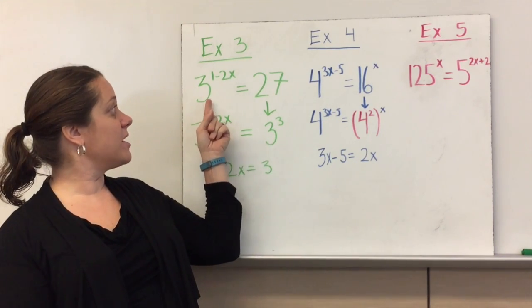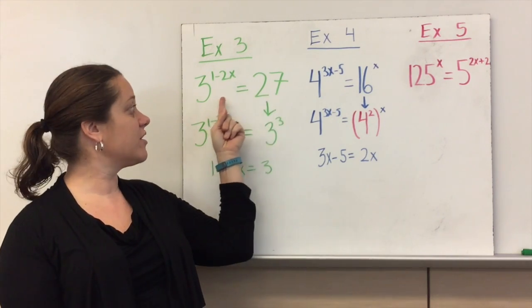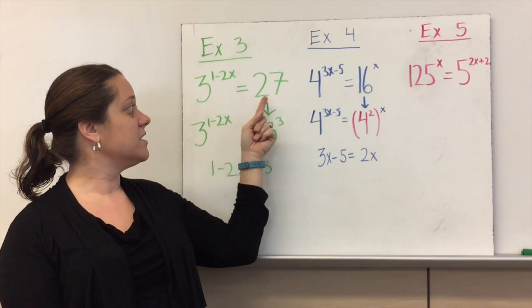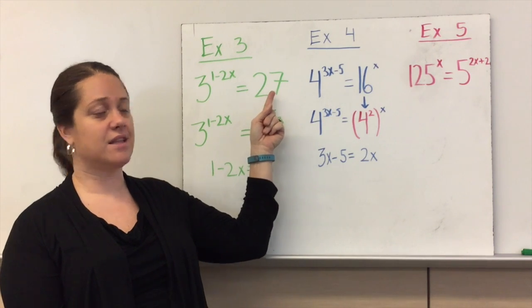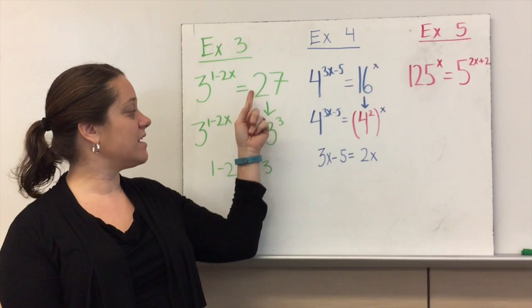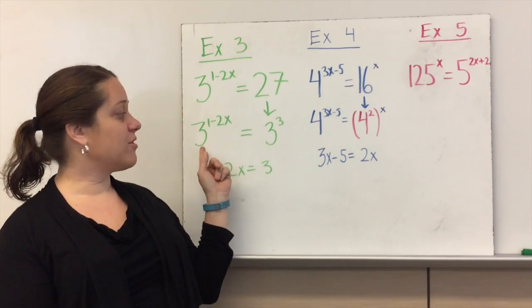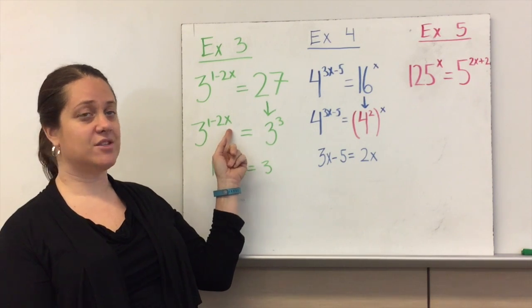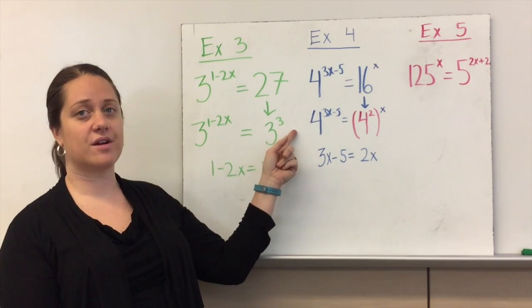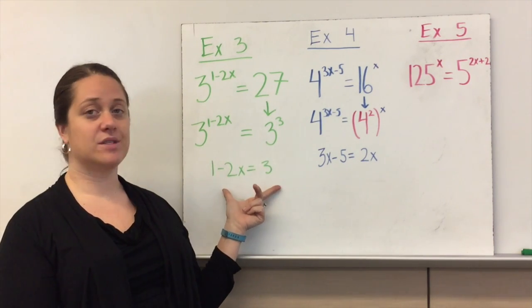Okay, so we've got 3 to the 1 minus 2x equals 27. So we have to think, how can we get these to the same base? So we look at 27 and we see that that could be rewritten as 3 to the third. So 27 is the same as 3 to the third. So I just bring down my 3 raised to the 1 minus 2x equals 3 to the third. And now, like we said, if they have the same base, all I have to do is bring down the exponents and solve.